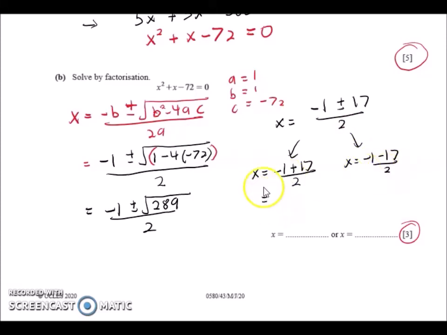So here once you solve it, you got 16 over 2, which gives you 8. So here will be 8, and here will be x is equals to negative 18 over 2, and you'll be getting your answer negative 9. Okay, so here you're getting 3 marks here. Okay, next we move to the next question.